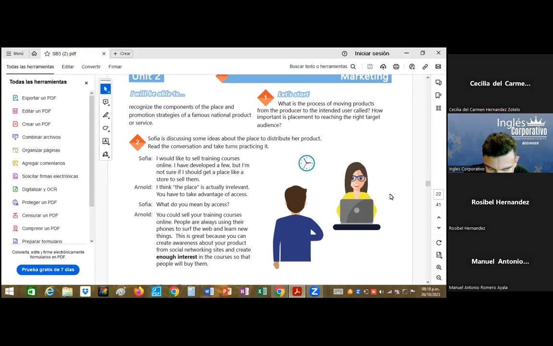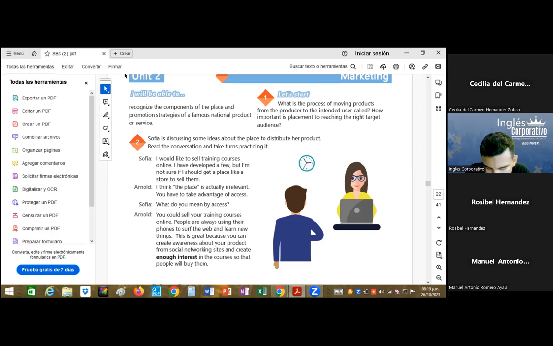Y sites, ahí no sé cómo se pronuncia. Pues, ¿cuál palabra? Sites. Site. Sites. Ok, thanks, mamá. Networking site. Networking site. And create enough interest in the courses so that people will buy them. Ok.